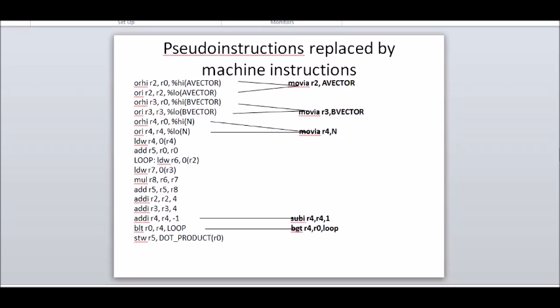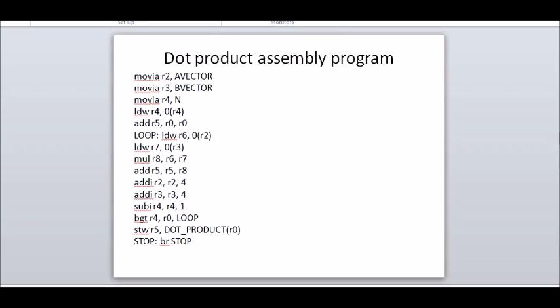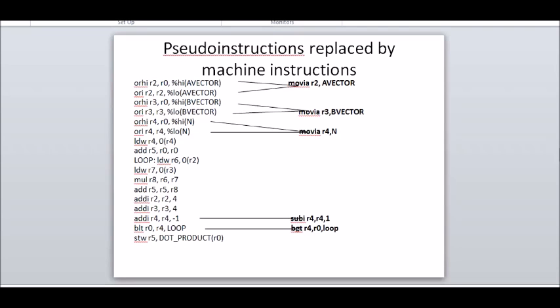So in the previous slide, we had the movia, BGT, and subi instructions. These are the pseudo instructions. However, when it is going to be run by the processor, they have to be encoded or broken down into simplified machine instructions. So every movia instruction corresponds to 2 instructions, ORHI and ORI, and subi is replaced by the addi instruction, and BGT is replaced by the BLT.